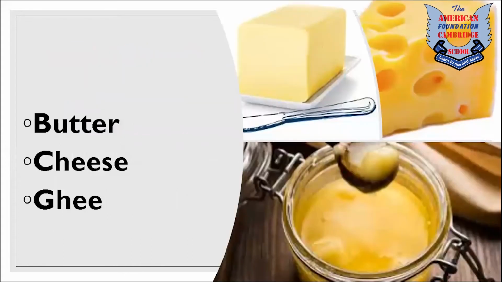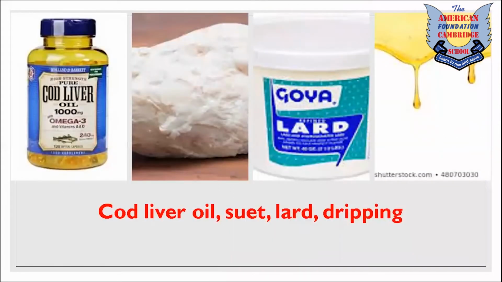Okay. Here you can see some sources of lipids and fats, right? Butter, cheese, and ghee are the most common sources of fats and lipids. Okay, you can see the bottle of cod liver oil. It is rich in omega 3. Why rich in omega 3? Because it is obtained from fish, right? Next to it you can see the suet, next to it lard, and next to it the dripping, which is melted oil or fat.